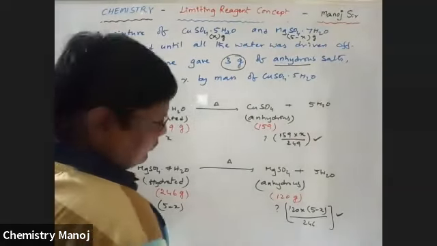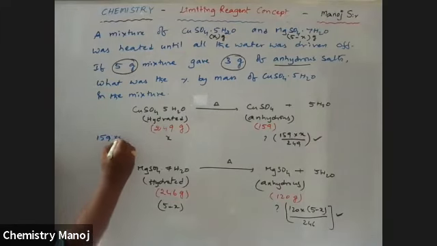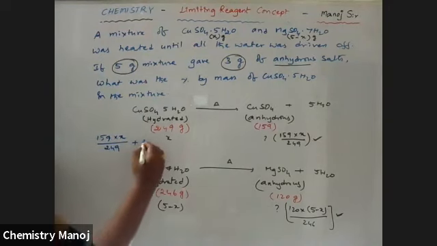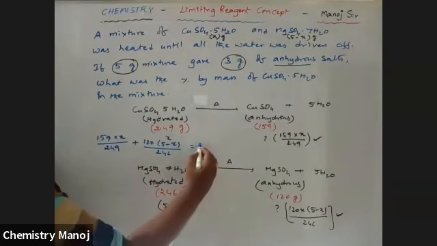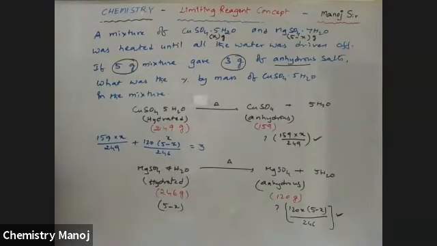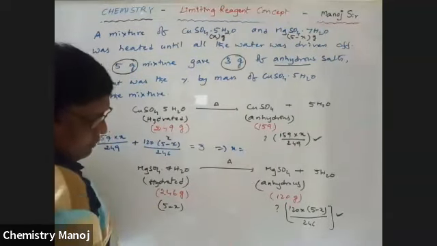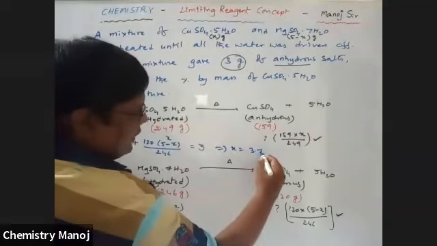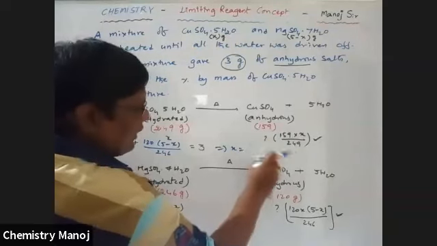Therefore, I am writing here 159 into x by 249 plus 120 into 5 minus x by 246. The value is equal to 3. After final calculation, x is equal to 3.72 only. X is equal to 3.72 finally.